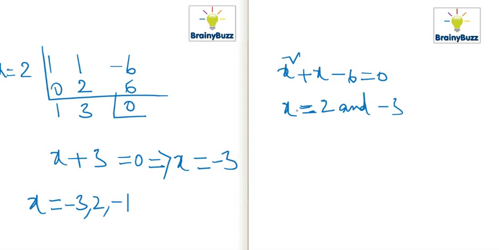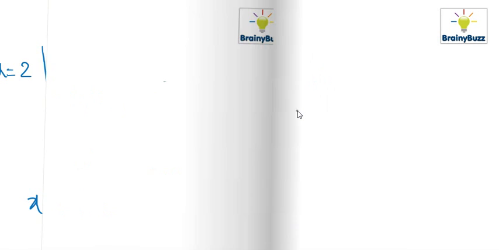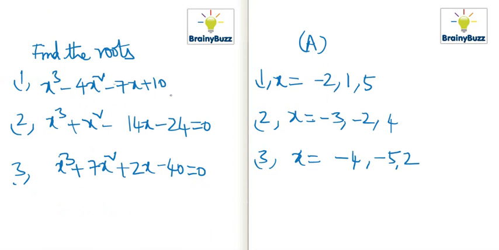Now exercise. Find the roots of the equations. First one, x cube minus 4x square minus 7x plus 10. The roots are x is equal to minus 2, 1 and 5. Second one, x cube plus x square minus 14x minus 24 is equal to 0. And the roots are x is equal to minus 3, minus 2 and 4. Third one, x cube plus 7x square plus 2x minus 40 is equal to 0. The roots are x is equal to minus 4, minus 5 and 2.